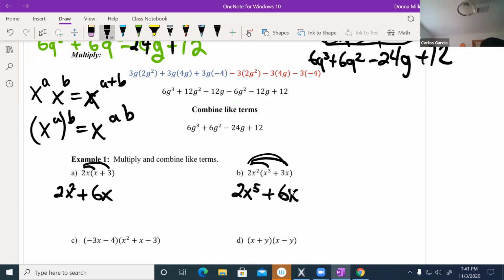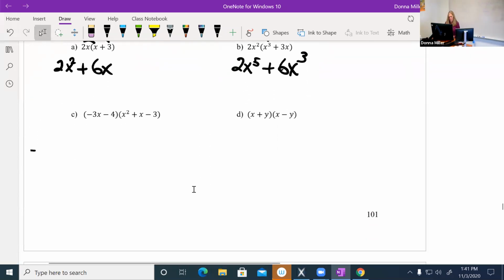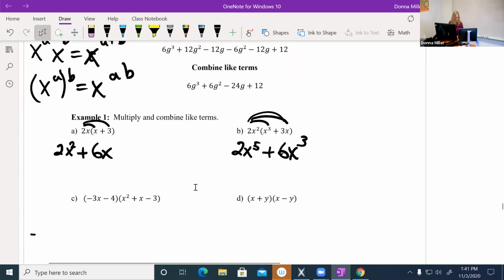6x cubed. All right, so that's it. That's your product. Okay, so the exponent rules still hold because you're multiplying, you add the exponents. All right, is that all right? Any questions?